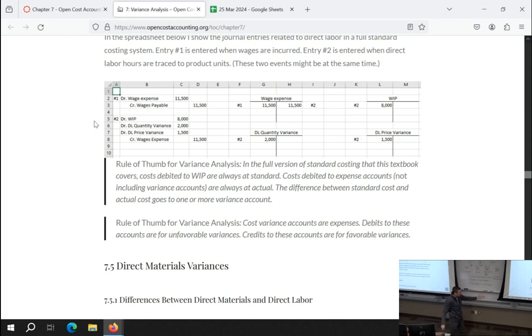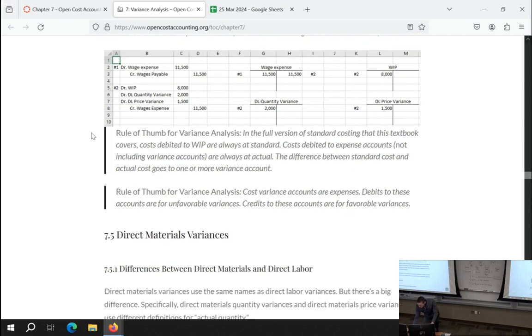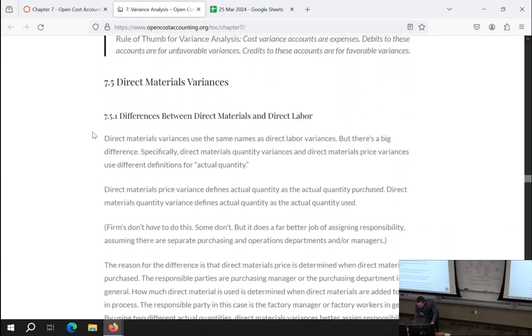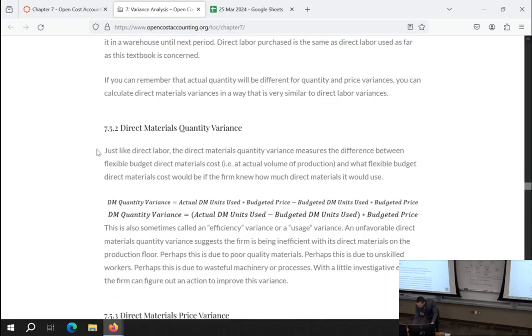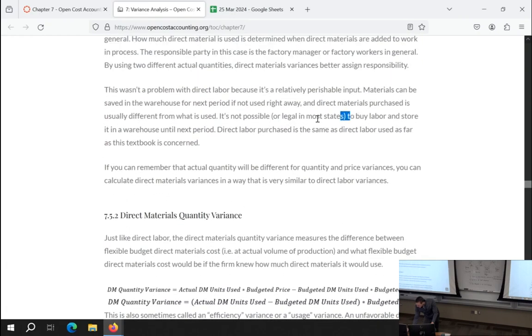It's a dumb joke, but hopefully it helps you remember that for direct labor you have to do it all at once. When you buy a person's time, you have used that person's time. That's how it works. Whereas when you buy a good, you stick it in the warehouse and it sits there, which you couldn't do for a person. You can't just stick it in the warehouse. And, I did it right there. It's not possible, or legal in most states.